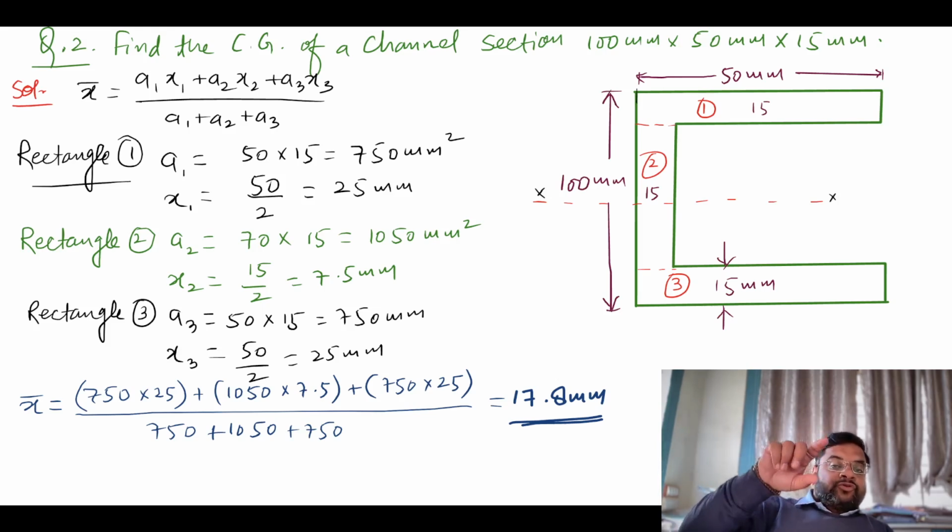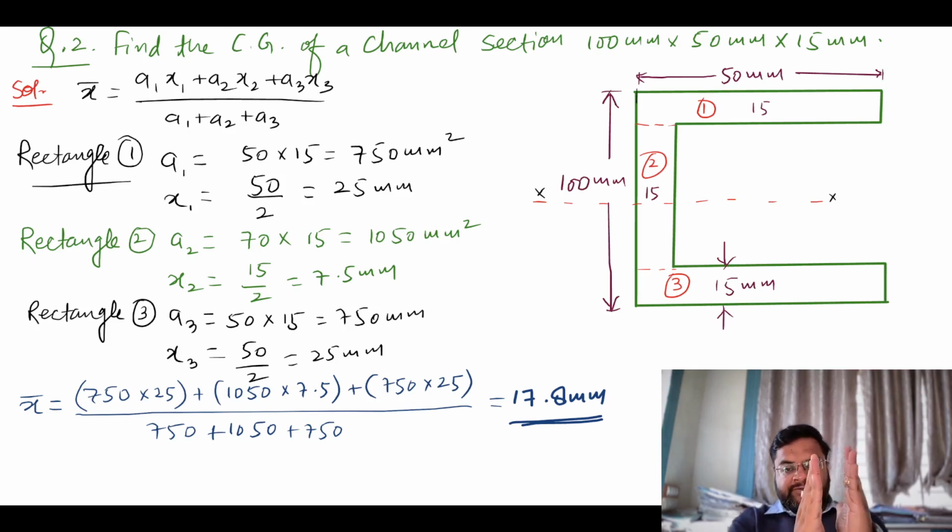And the second rectangle, this upper length is 30, lower length is 15. So 100 minus 30 is 70 into 15, so 1050 mm square, and x2, that width is 15, so 7.5, half of that. The third rectangle is also the same. Put these values in the x bar formula, and we get 17.8 mm as the answer of this question. Okay.